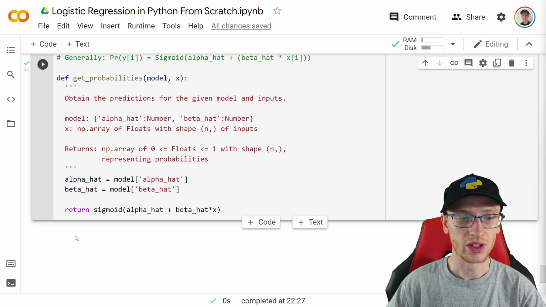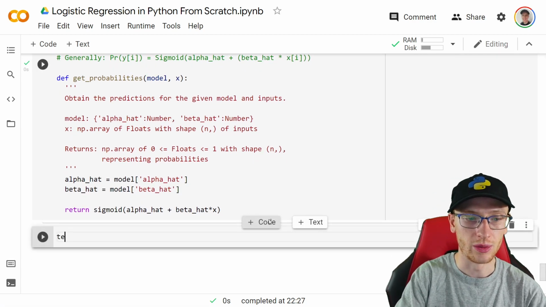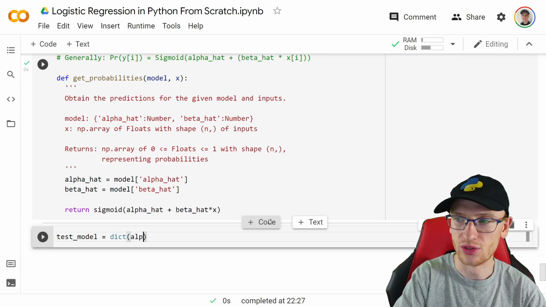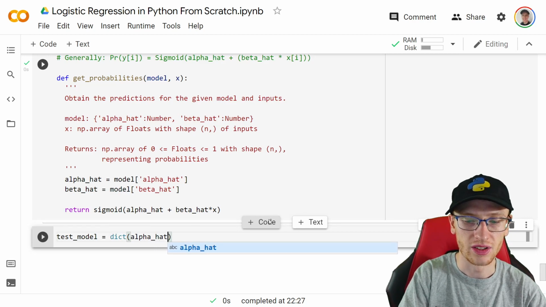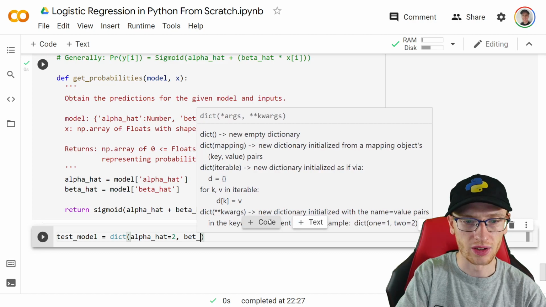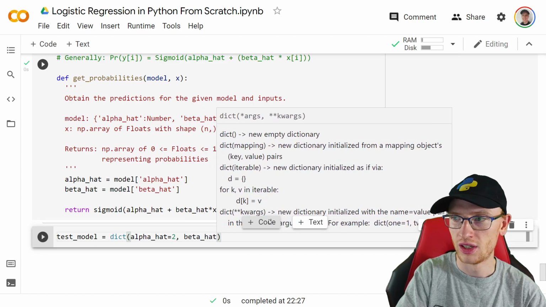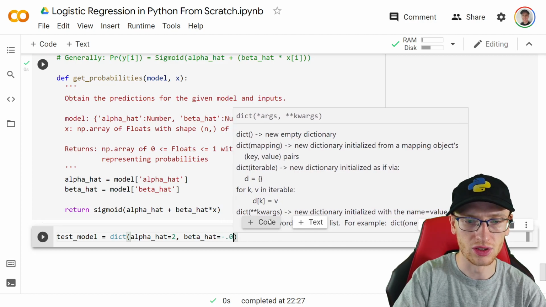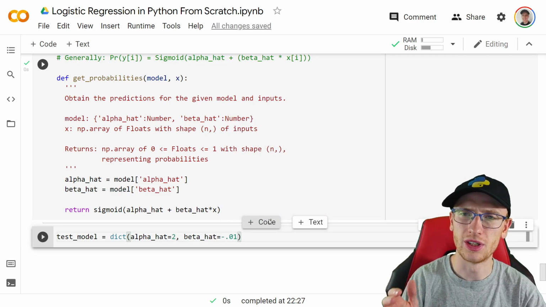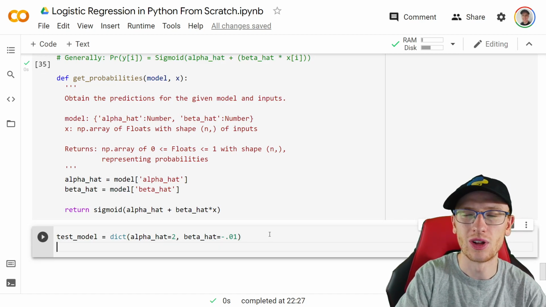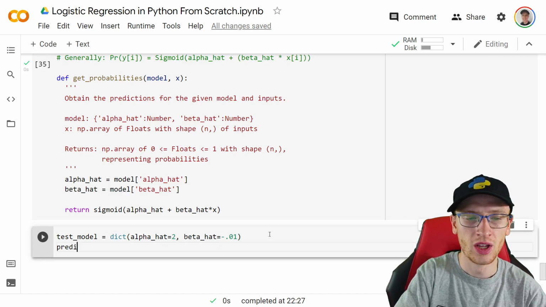So we can test this very easily. We'll make a test model equal to a dictionary. I'm going to show you another way of making a dictionary just for fun. We can do alpha hat is equal to 2, and beta hat is equal to, let's try -0.01. I actually did a little bit of cheating beforehand and looked, just to make the tutorial look a little better. I picked those values on purpose, but it doesn't matter.